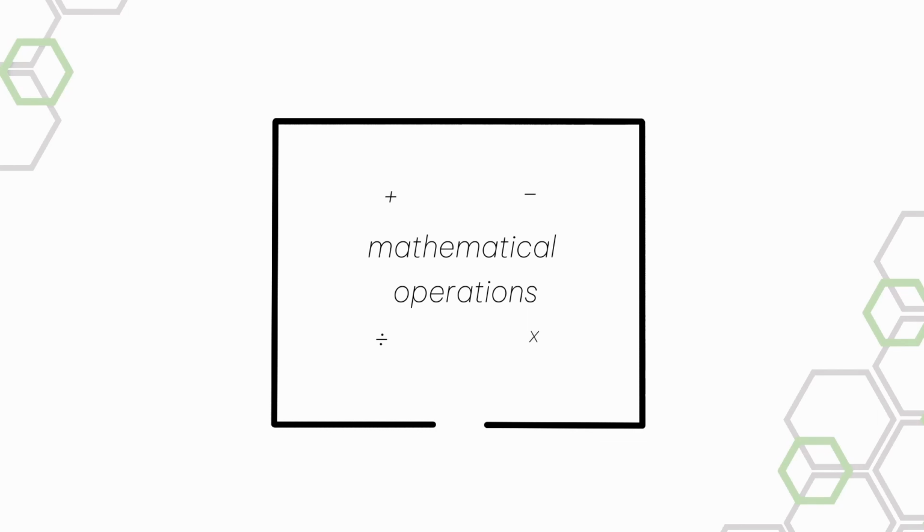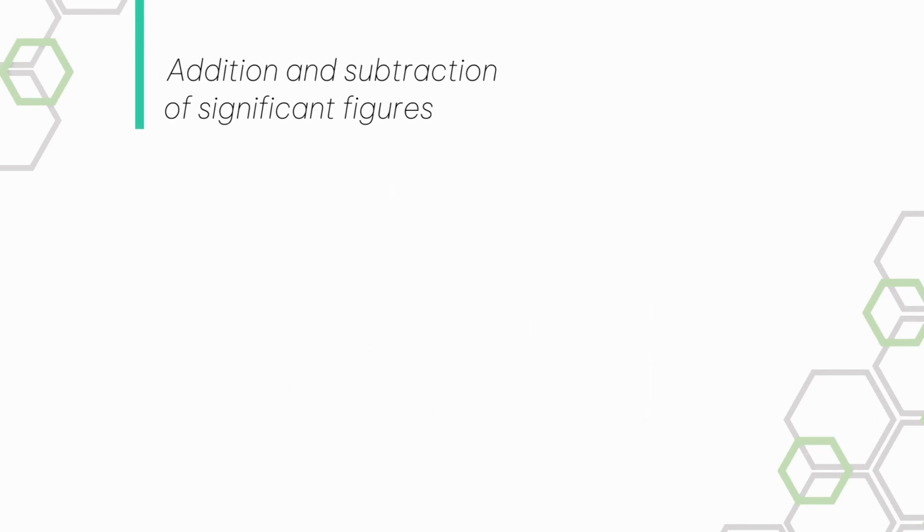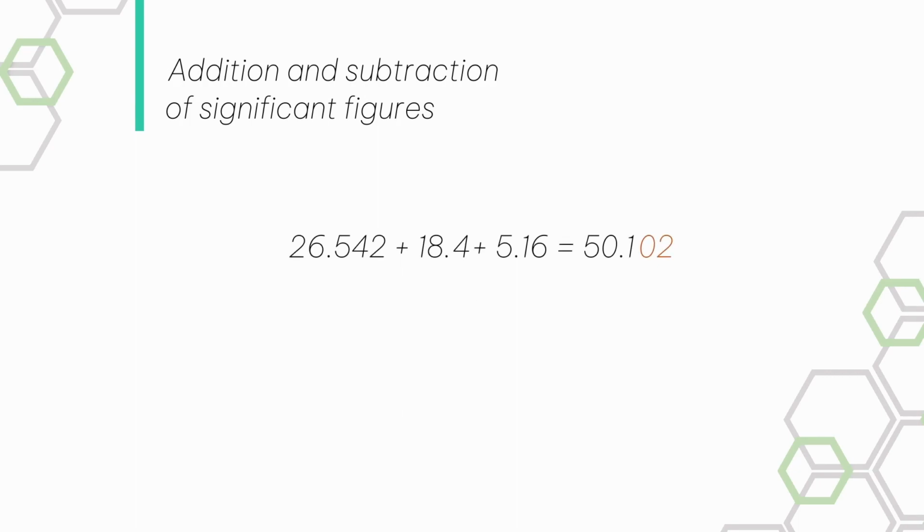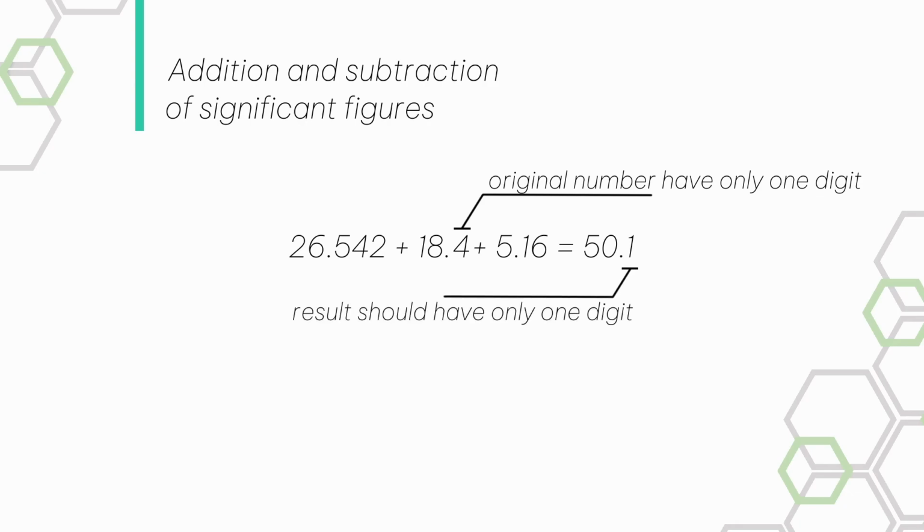When it comes to doing mathematical operations on significant figures, there are some rules for these too. When we do addition and subtraction of significant figures, the result should have as many digits after the decimal point as the original number with the fewest digits after the decimal. For example, if we add these numbers, then only one digit will come after the decimal in their result, because the number with the fewest digits has only one digit after the decimal.